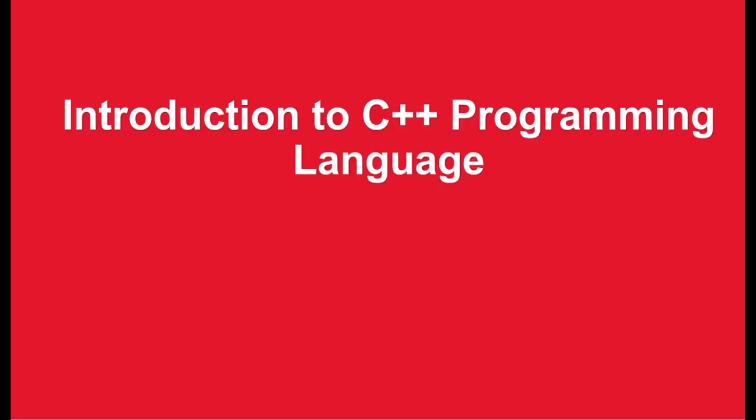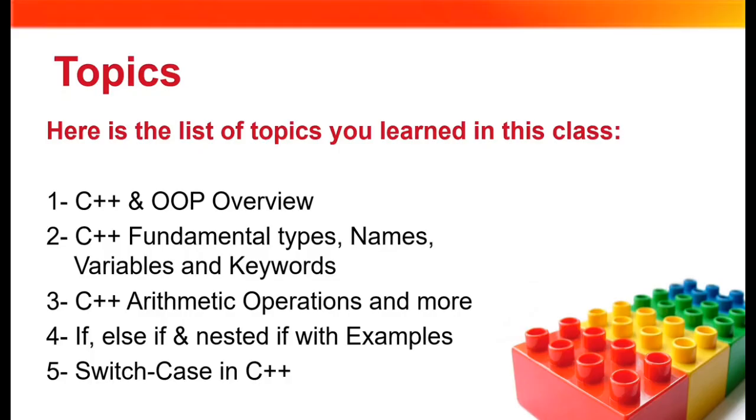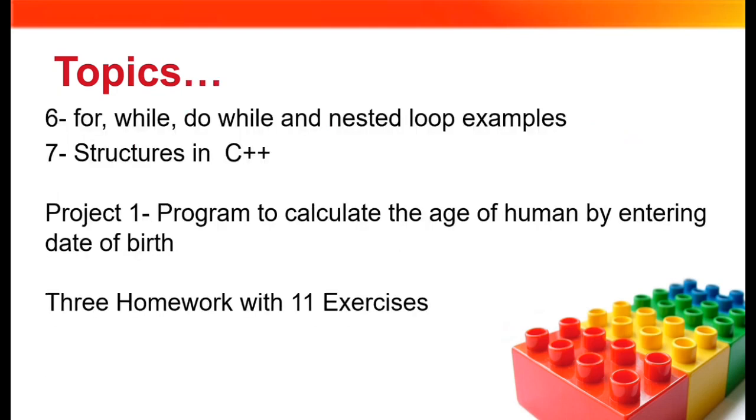So this was an introduction to the C++ programming language. We covered C++, its characteristics, an overview of object-oriented programming. We looked at fundamental types, data types, names, variables, constants, escape sequences, keywords, all which are crucial to the building of an application. We looked at arithmetic operators, if, else if, nested if statements dealing with the construction of logic within the program. We've looked at switch cases where you have one trigger and then you have multiple outcomes to choose from.